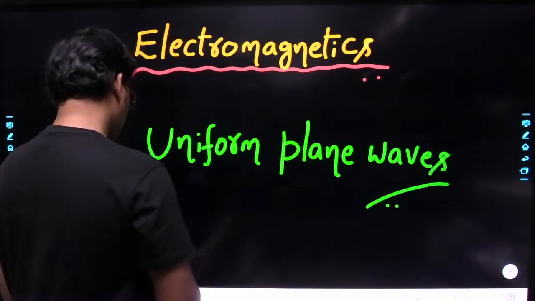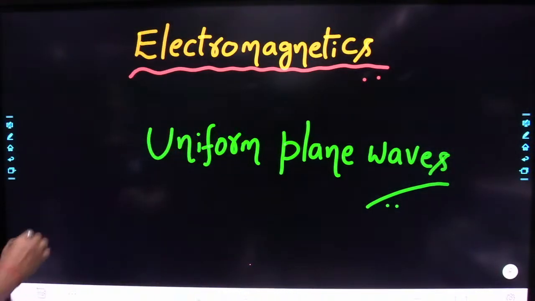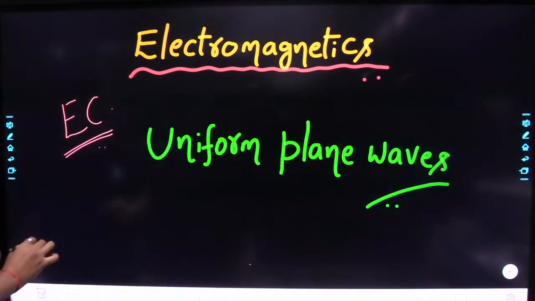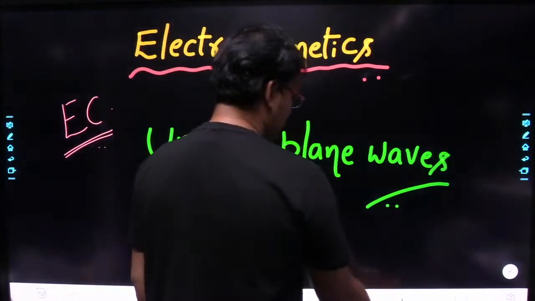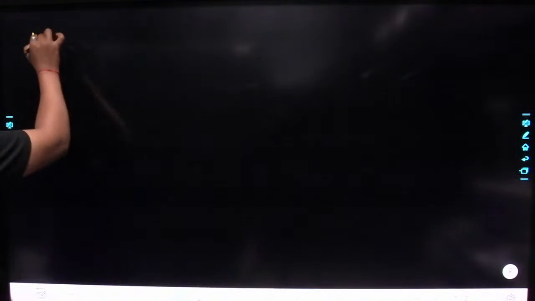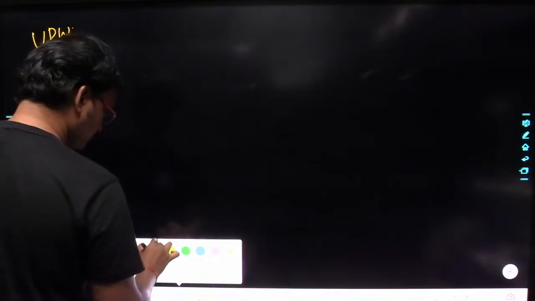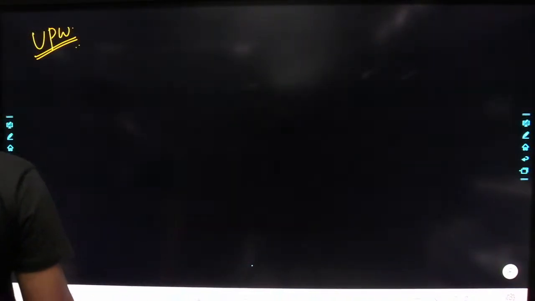From today onwards, I am going to take up the problems regarding EC branch, only for EC branch. Understood? Today the topic is uniform plane waves. Today we are going to solve the problems based on uniform plane waves. We will take up some problems and try to solve them. First problem, write down.